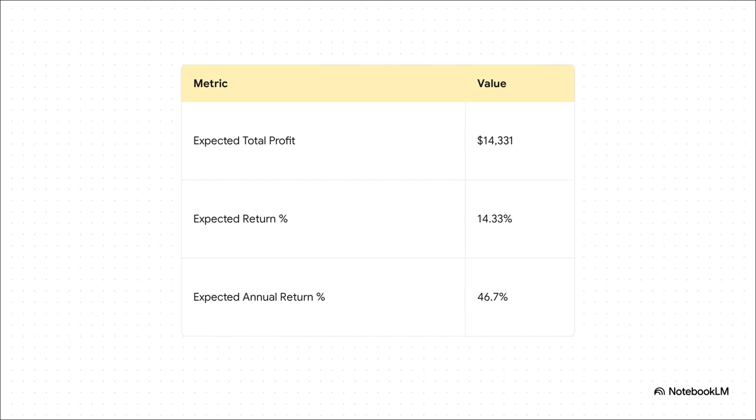Now, what about scenario 2? This is what happens if the price drops enough to trigger both the M and the PC entries. In that case, the potential profit jumps significantly to over $14,000. That's a 14.33% return, and annualized, that's a really impressive 46.7%.